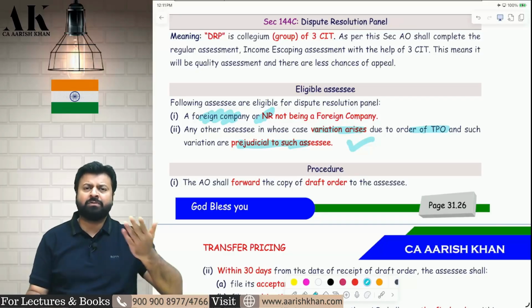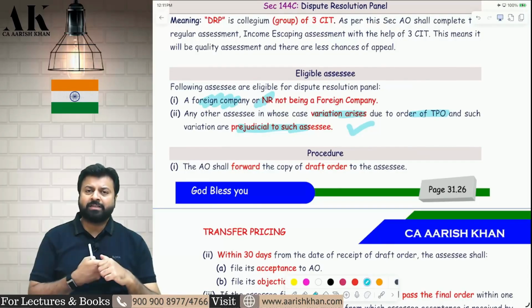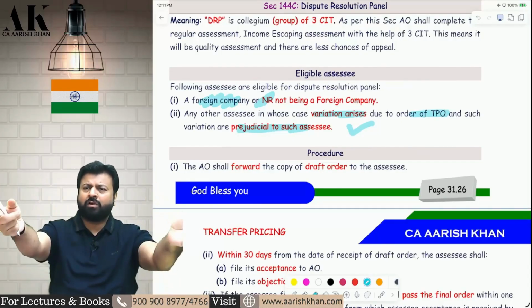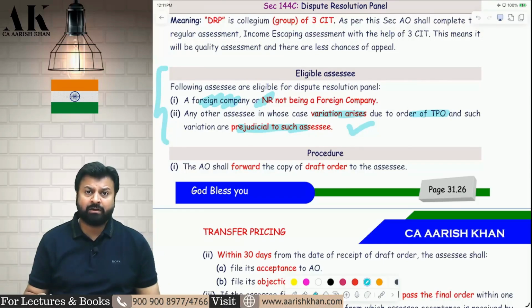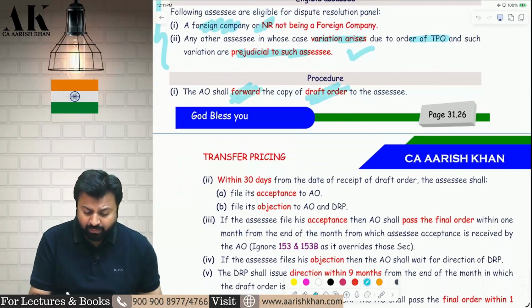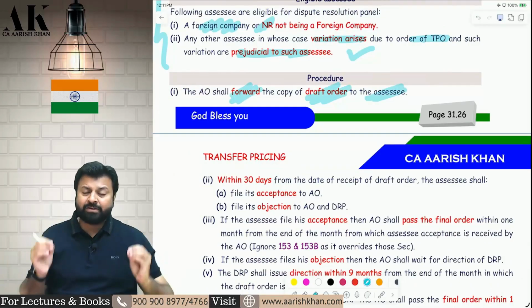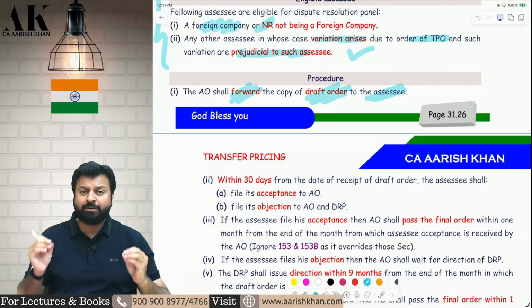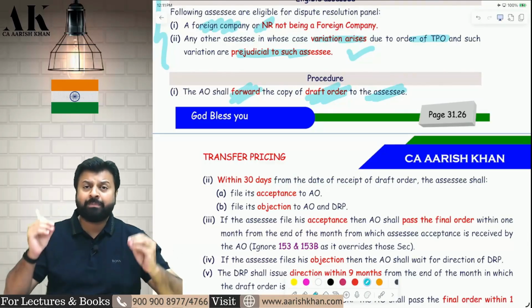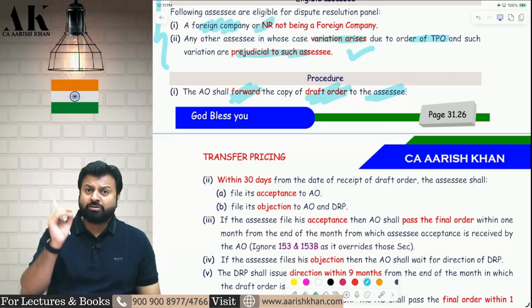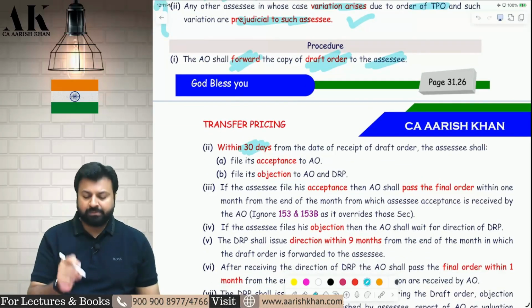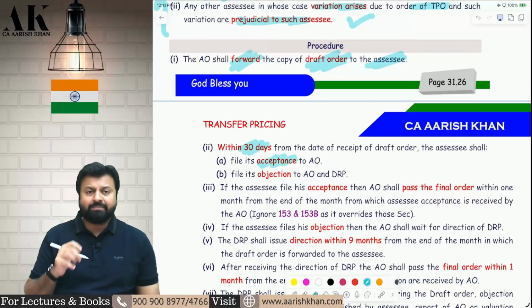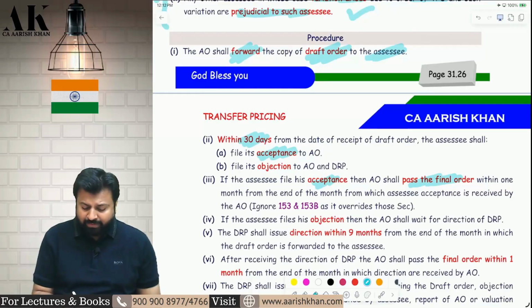Now in the case of an eligible assessee, what happens? Generally, when the assessment is done, the AO will pass the assessment order, will give you the order, will tell you to pay the tax. But in case of an eligible assessee, the AO cannot directly pass a final order. The AO always has to pass a draft order and forward it to the assessee. So in case of eligible assessees to whom the dispute resolution panel section is applicable, the AO does not have the power to pass a direct final order. After that, the draft order will be given to the assessee. Within 30 days, the assessee has 2 options. He can accept the draft order. If he accepts the draft order, then the AO will pass the final order within 1 month from the end of the month in which the acceptance is received by the AO.